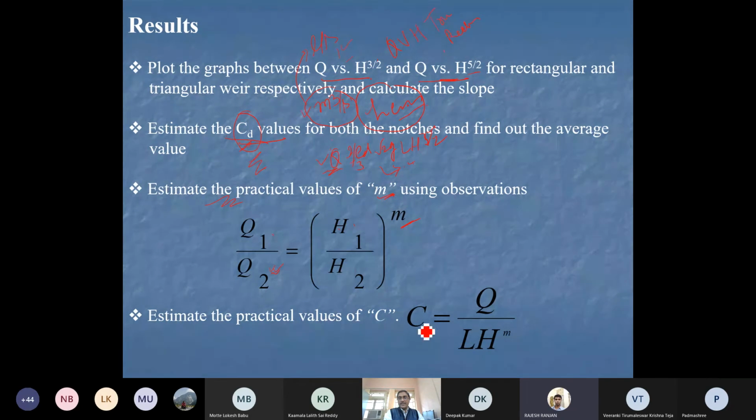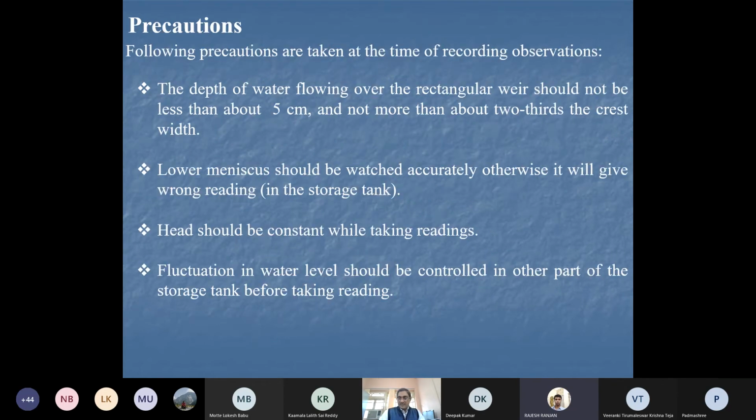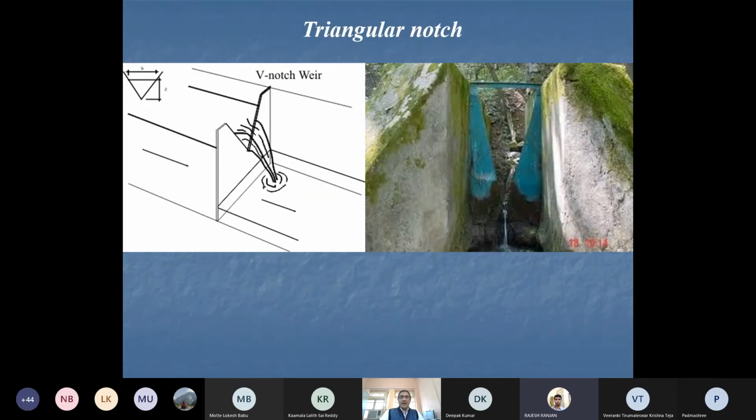And to estimate the value of C, the Francis relationship Q is equal to C L H to the power M can be used. So C will be simply equal to Q divided by L H to the power M. M you have learned from here, you know the H, you know the L, so you can find out the value of C. So the average value of C, M and CD you can find out. So this is the whole learning. There are some precautions, I hope you have already gone through them. And this is how it looks.